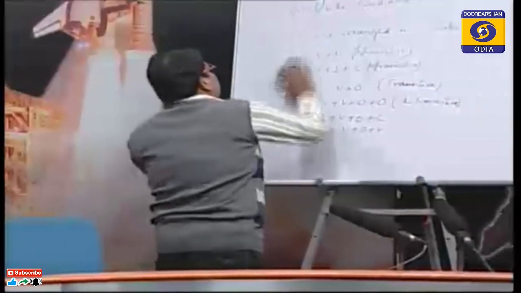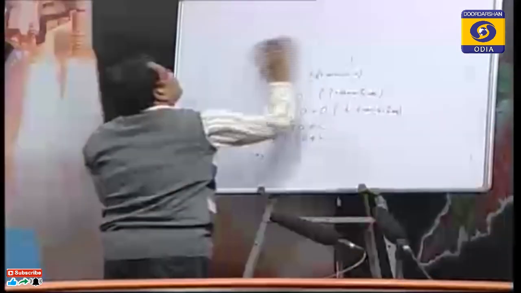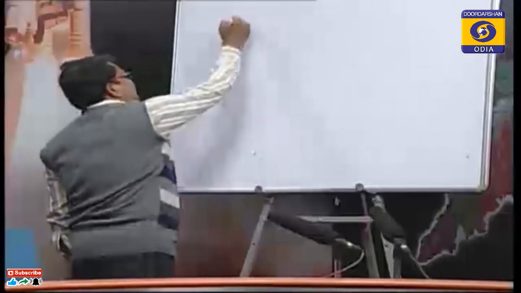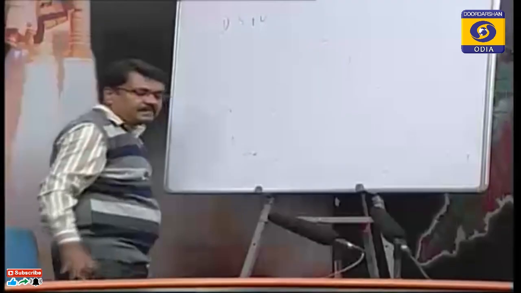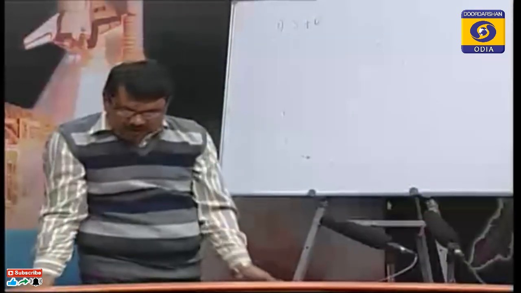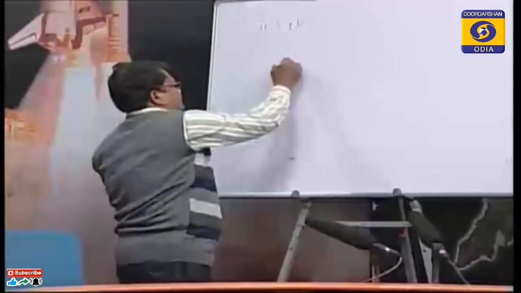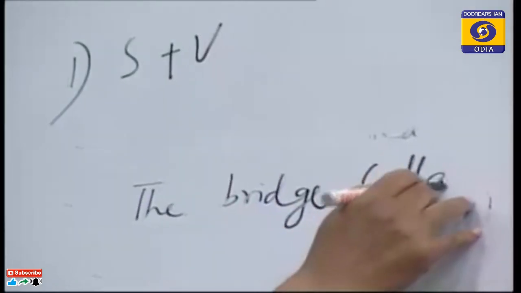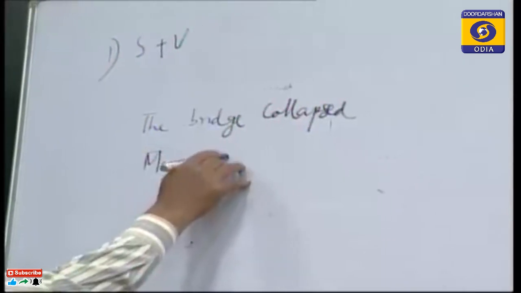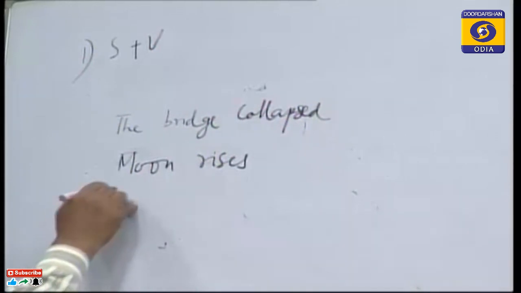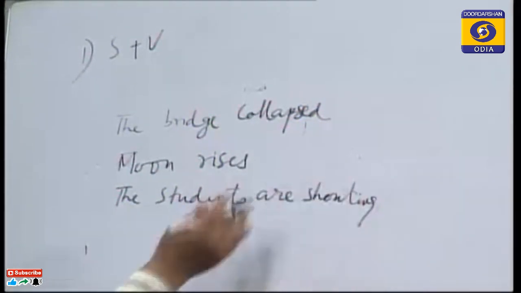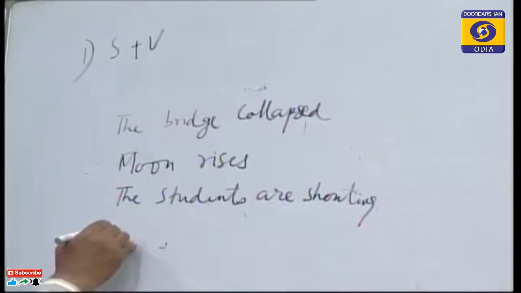The first one is subject and verb. First structure. That means the verb is intransitive. How? The breeze collapsed. The moon rises. The students are shouting. Birds fly, I have already given that example. Oil floats.